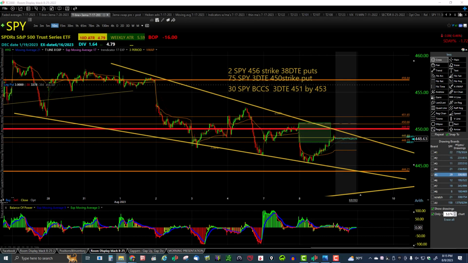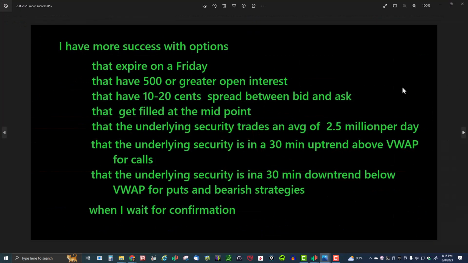options. Now, what kind of options do I like? Well, I find I have more success with options that expire on Friday, because more options expire on Friday than they do during the week. I have greater success when they have 500 or greater in open interest contracts.